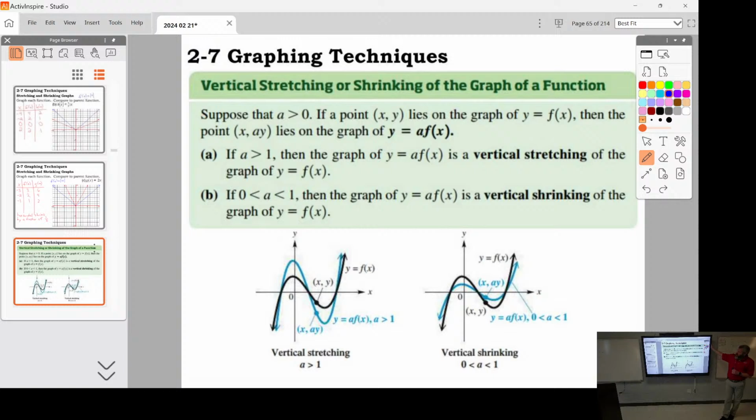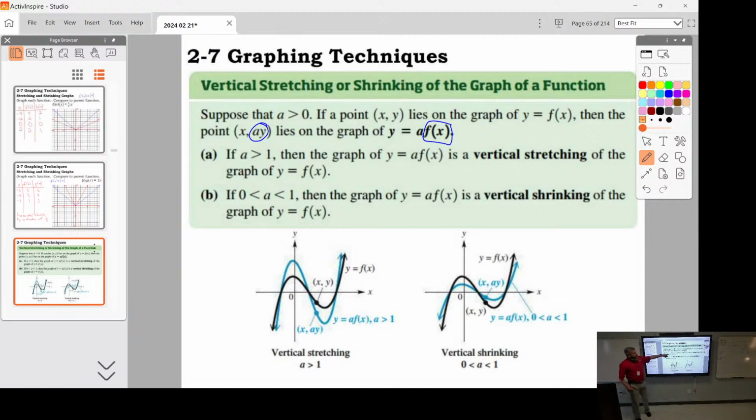Vertical stretching or shrinking of the function. If a is greater than 0, if a point (x, y) lies on the graph of f(x), then the point (x, ay) lies on the graph. So if you know the original point, you're going to multiply the y value by a, and that's going to be your vertical change. Notice the y value is changing. The function is multiplied by some number a.